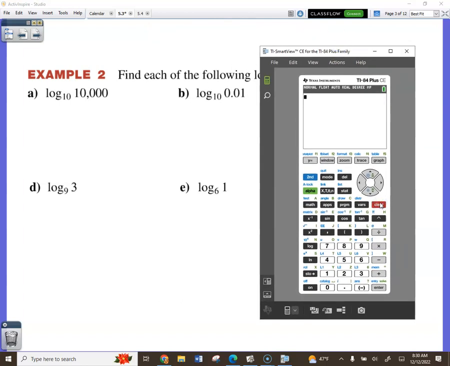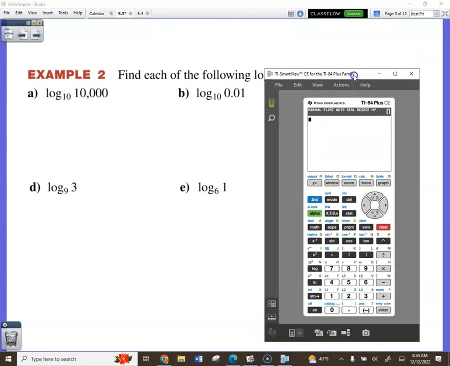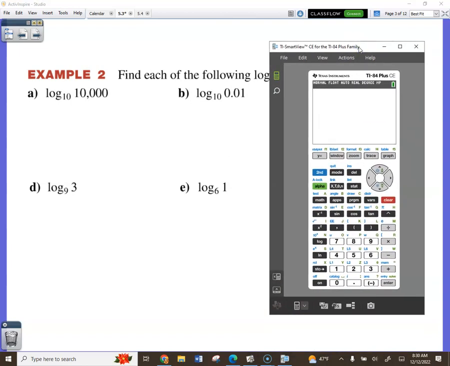Alright, it says find each of the following logarithms. There's two ways to do this. One way is to type it in your calculator. Another way is to understand what a logarithm means in terms of exponentials. So we're going to go ahead and just do both so that you can start seeing how to change from log to exponential, which ties right into 5-5.